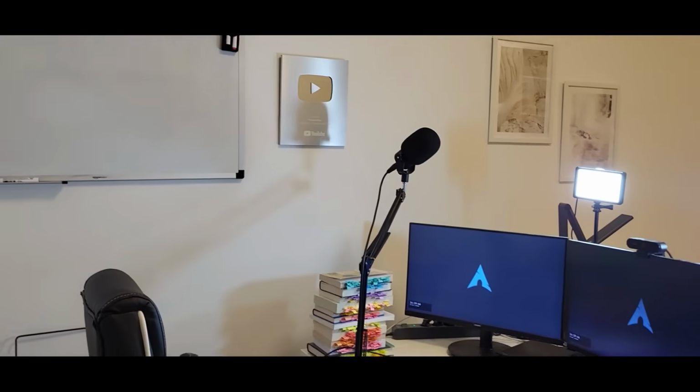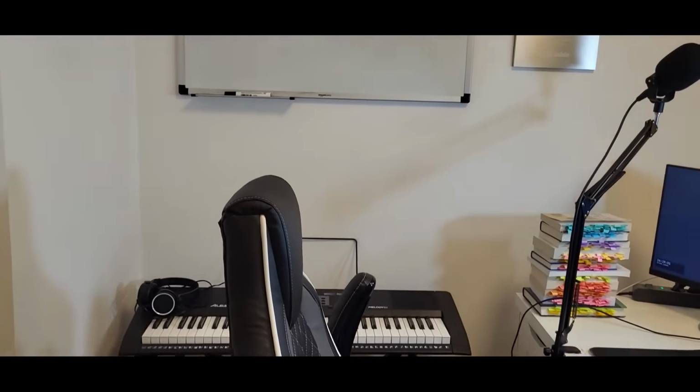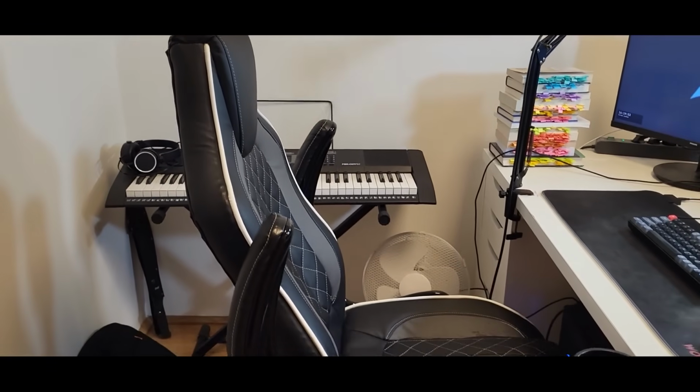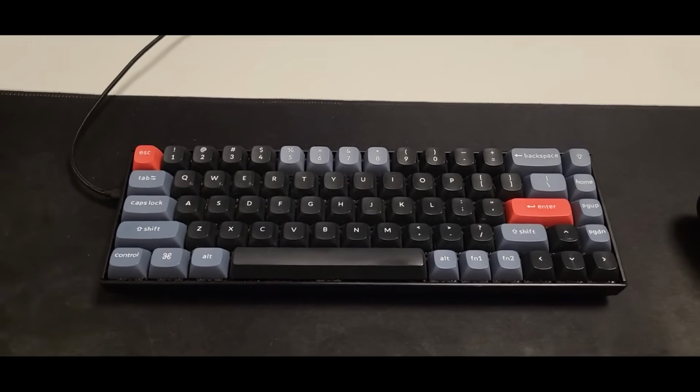To my left, you can also see I have a couple of books, the YouTube play button, a whiteboard, a keyboard, and especially in the summer, also a fan. The coolest gadget though is the cup holder to my right. Now let us take a look at some of the individual components.